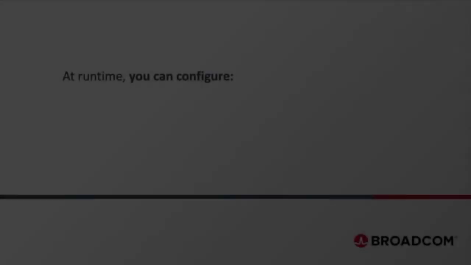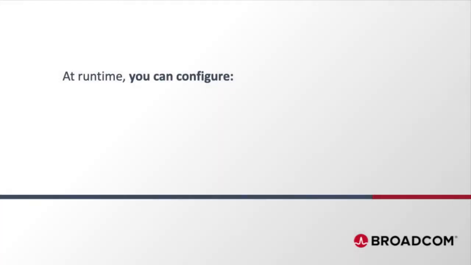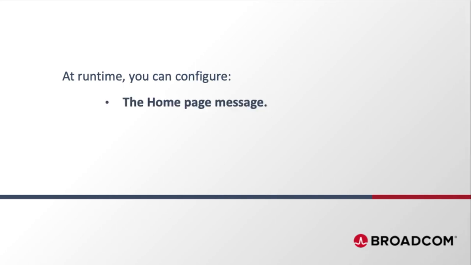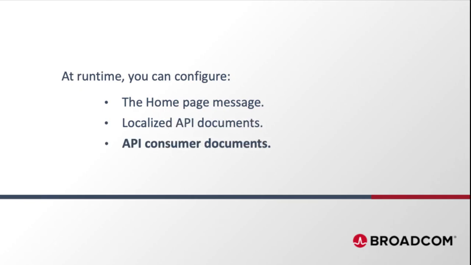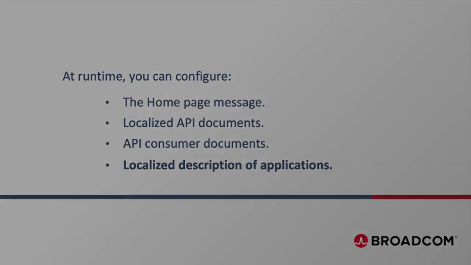At runtime, you can configure the following standard API Hub content to meet your personal specifications or preferences: the homepage message, localized API documents, API consumer documents for your API program that are unrelated to your APIs. This can include documents to explain how to leverage your APIs or a blog. You can add and organize these documents in the wiki in API Hub. Localized description of what your application means to your API consumers.